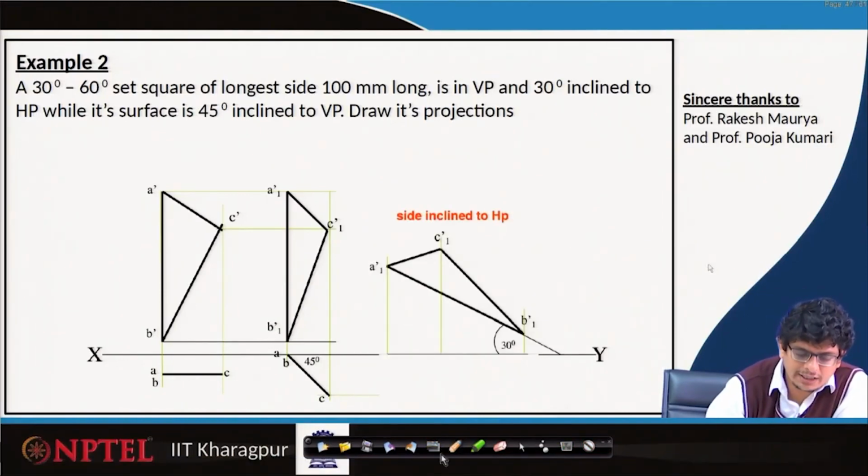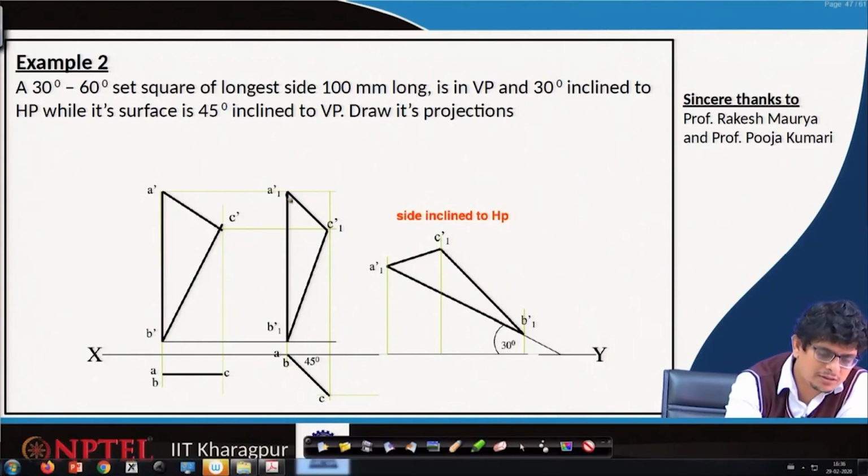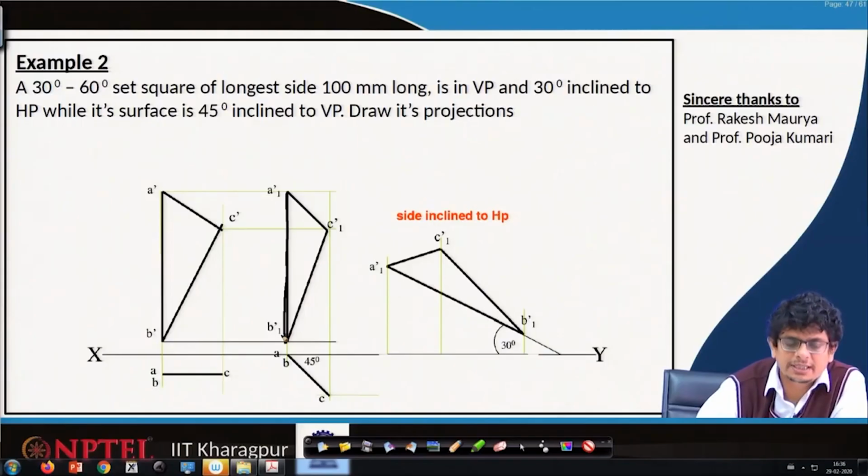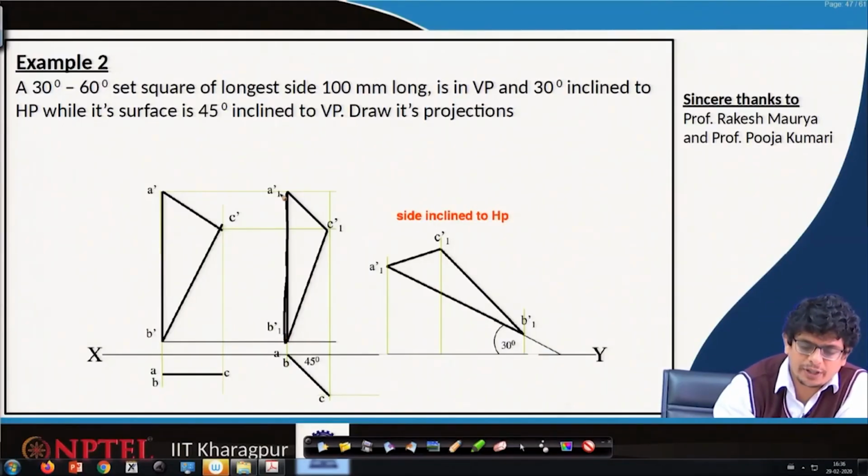Now, already this longest one we have constructed. This entire thing has to be rotated by 30 degrees. So, A1 prime, A1, B1, B1 prime. This length, from this point to this point, the same length we are going to keep it here.